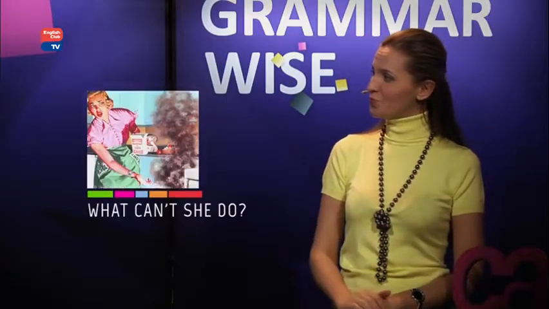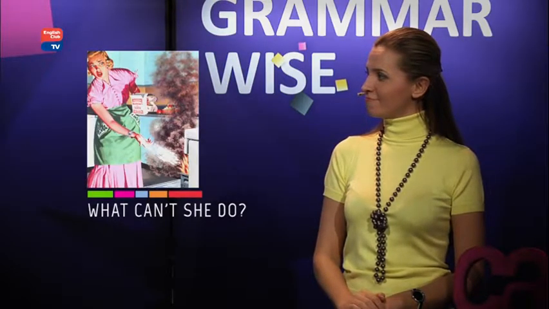And again, it's time for you to practice. Right now you will see some photos and I will ask you to make negative sentences to tell me what these people cannot do. Okay? Are you ready? Let's start. So, the first photo. You are right. This woman cannot cook.